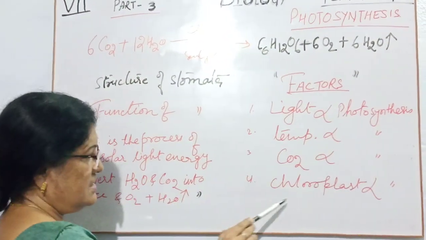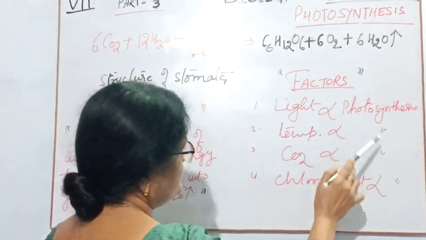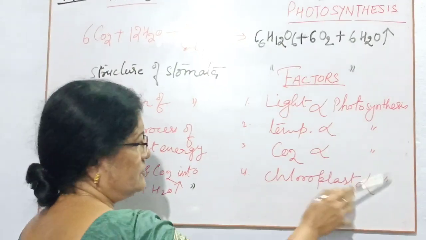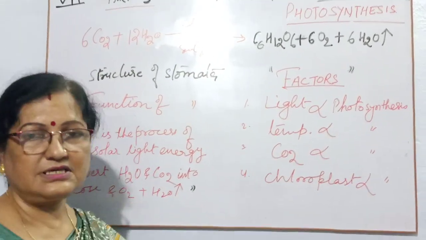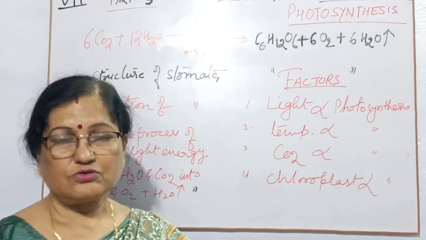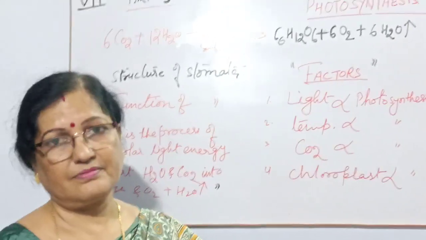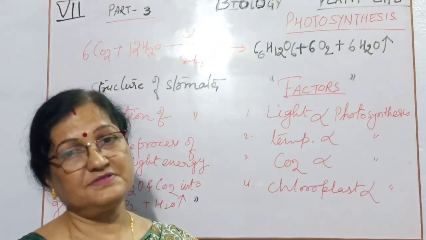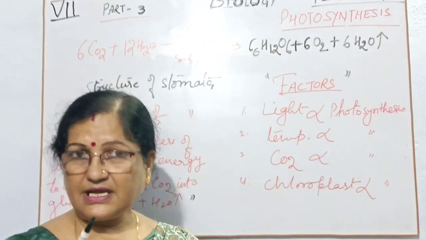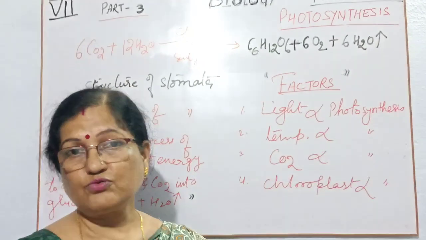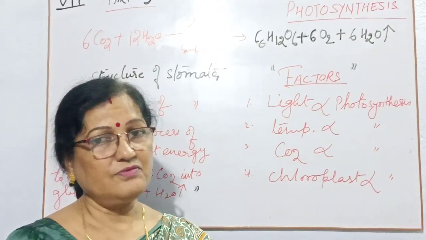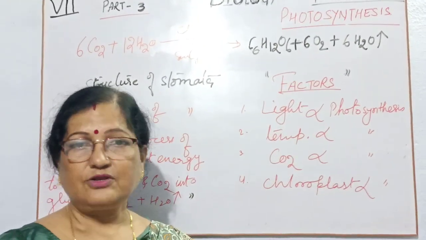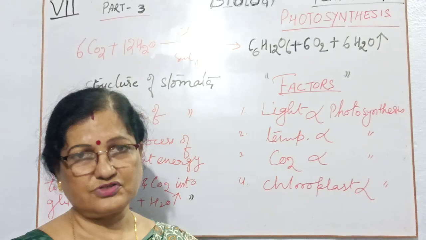Now fourth point, chloroplast is also directly proportional to photosynthesis. That means the presence of chloroplast is directly proportional to photosynthesis. Photosynthesis always occurs in the green part of the plant. Children, you know very well that roots are never green, so there will be no photosynthesis in them. So you can understand that non-green plants cannot do photosynthesis.